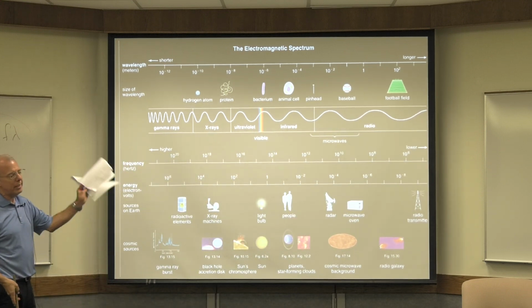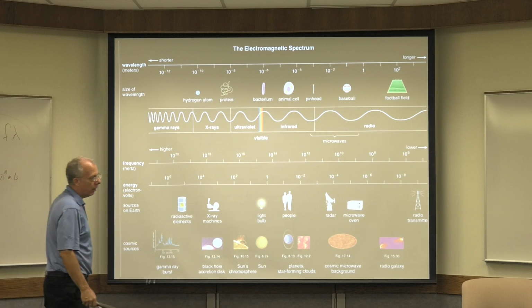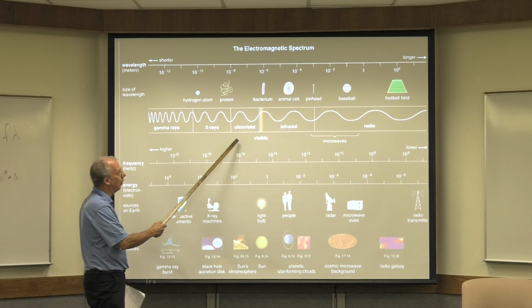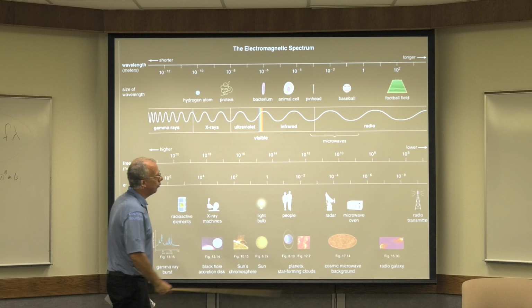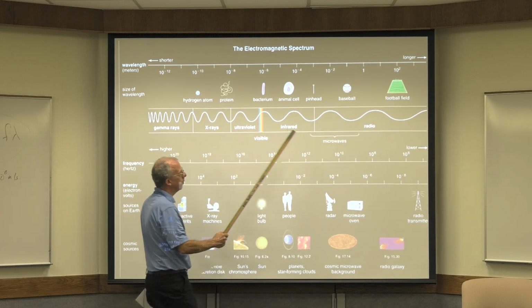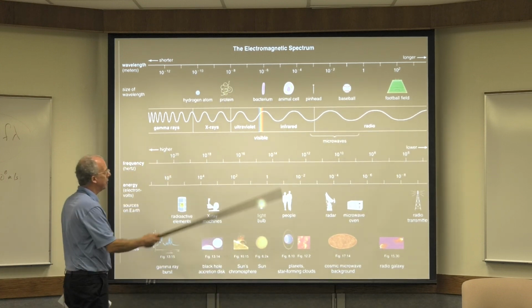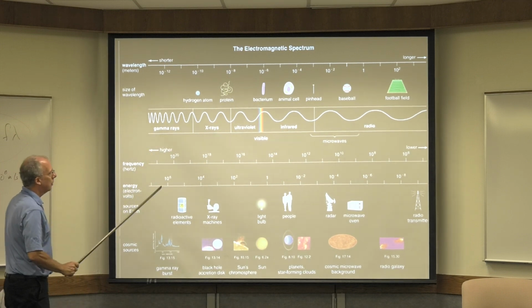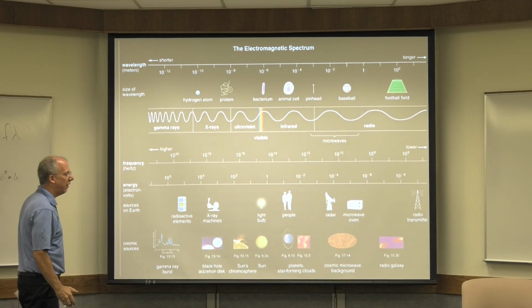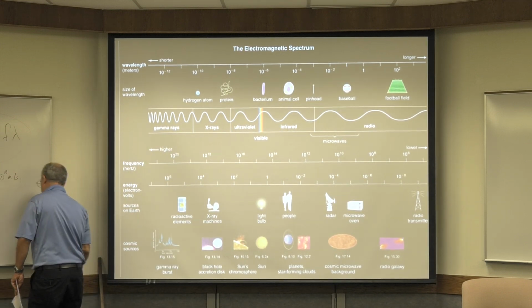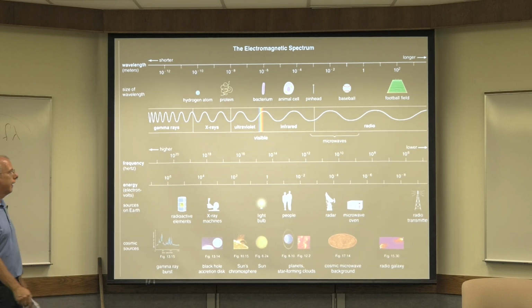So many years ago, all people had were visible light telescopes. And then they figured out how to make radio telescopes and microwave telescopes and infrared telescopes or satellites and UV and X-ray and gamma ray. So now they're learning tons of things that they never dreamed of. So this is really important in astronomy.